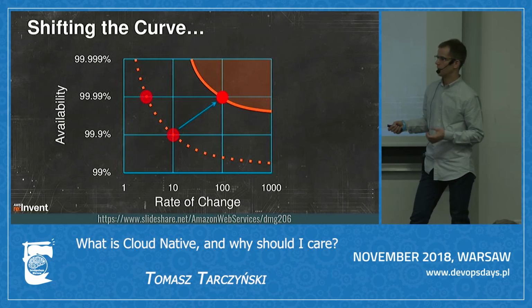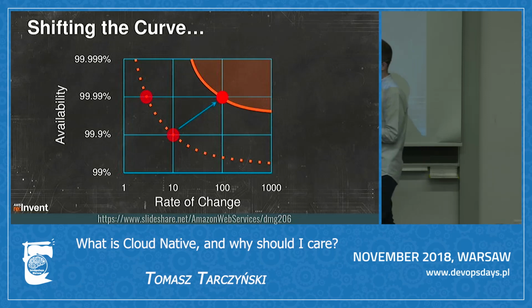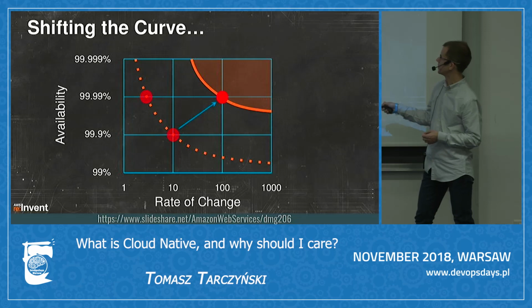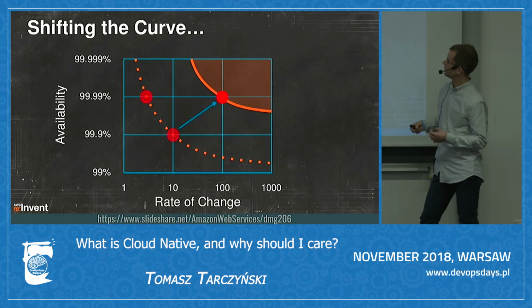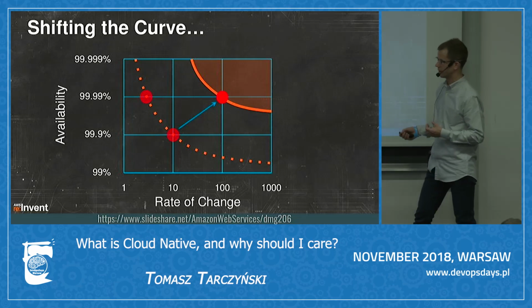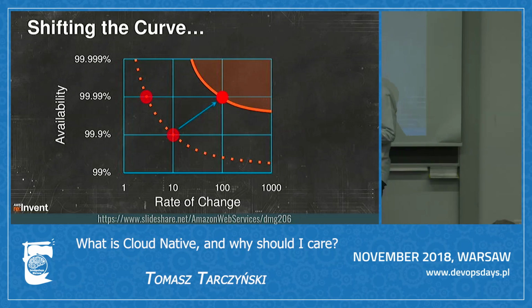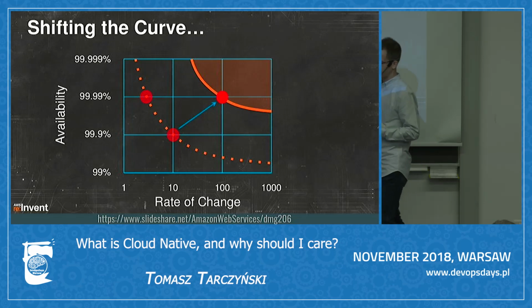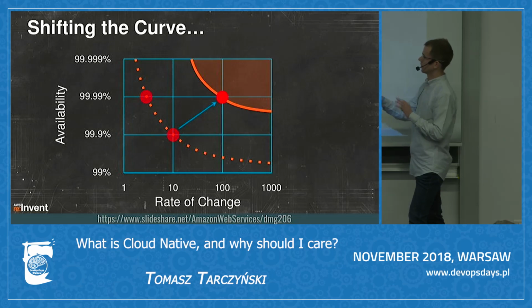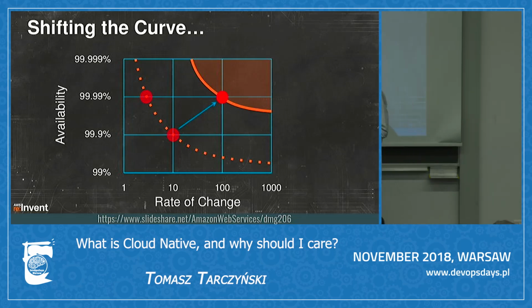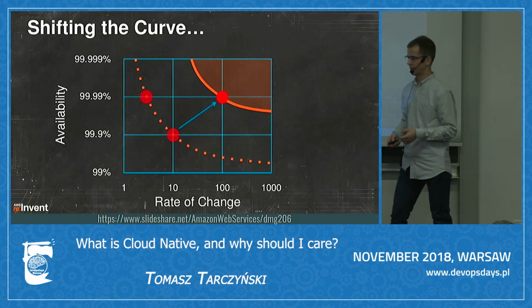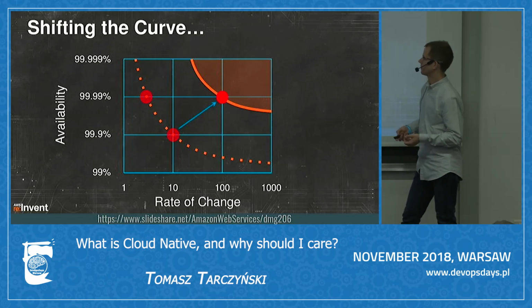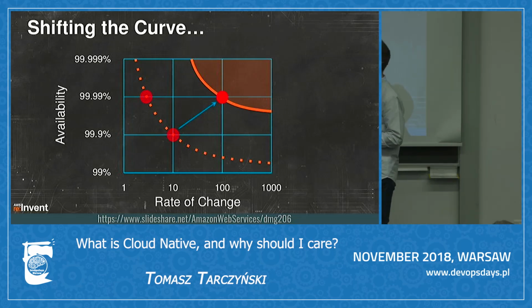probably go down. And what they explained back then was that if we want to shift this curve up and be able to improve both availability and rate of change, we actually need radical changes in our architecture, in technology, and practices. So it's a lot of things that we need to rethink. And of course, Netflix did that years ago, and as we know, they've got great results from that.